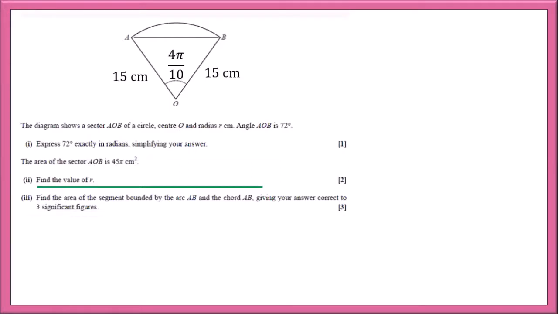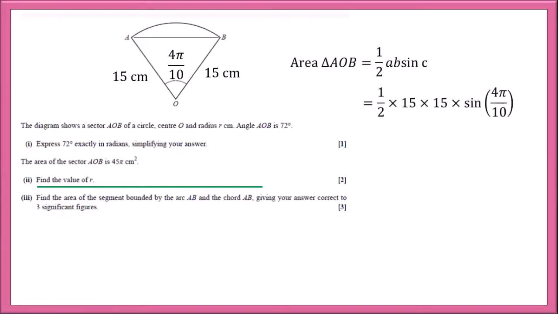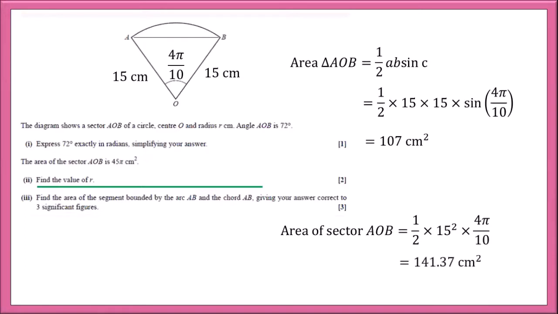So we're finding the area of the segment bounded by the arc AB and the chord AB, giving your answer to 3 significant figures. So we know that the radius is 15, so that's 15 as well. The angle is 4 pi over 10, so I'm just going to do exactly as I did before. Triangle AOB is half AB sine C. Work that out to be 107 centimeters squared. Area of sector AOB is 141.37. So I take one away from the other, that gives me 30.